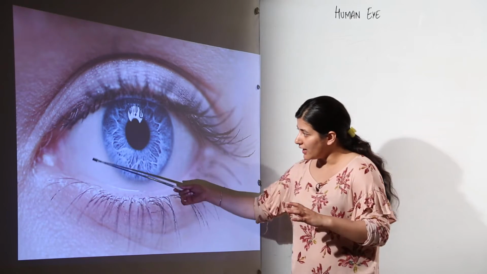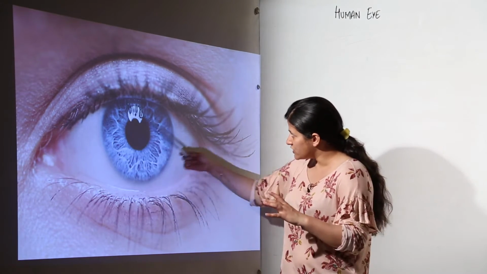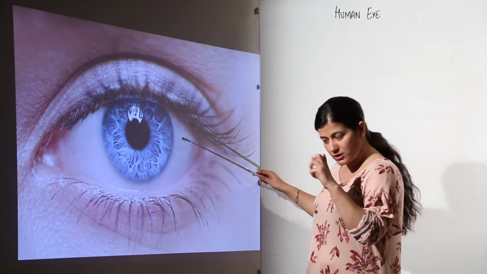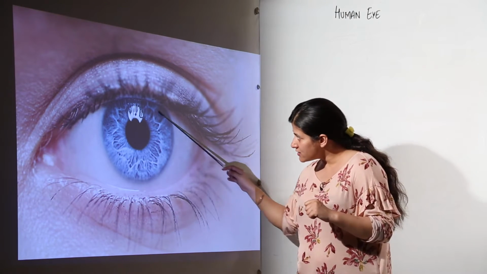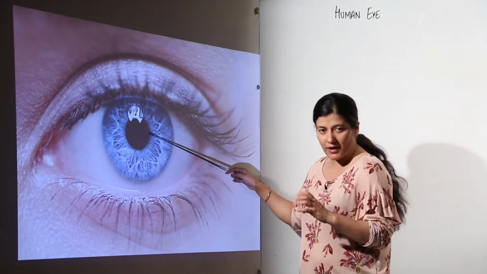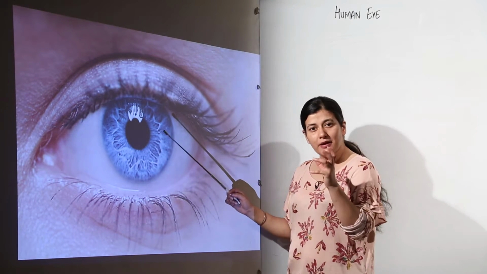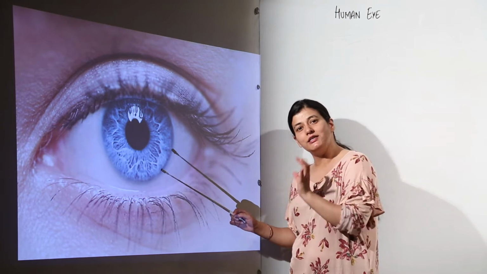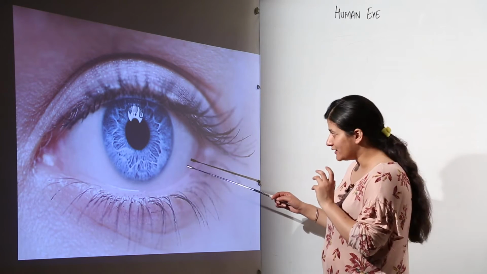Now, this is the main eyeball, and this is the periphery, which is the muscular part. These are the eyelids, which are responsible for closing of the eyes. This white part and this part. Now, this black part, first of all, let's see what it is. This black part is the aperture through which the light goes inside the eye. First thing, the aperture through which the light goes inside the eye.